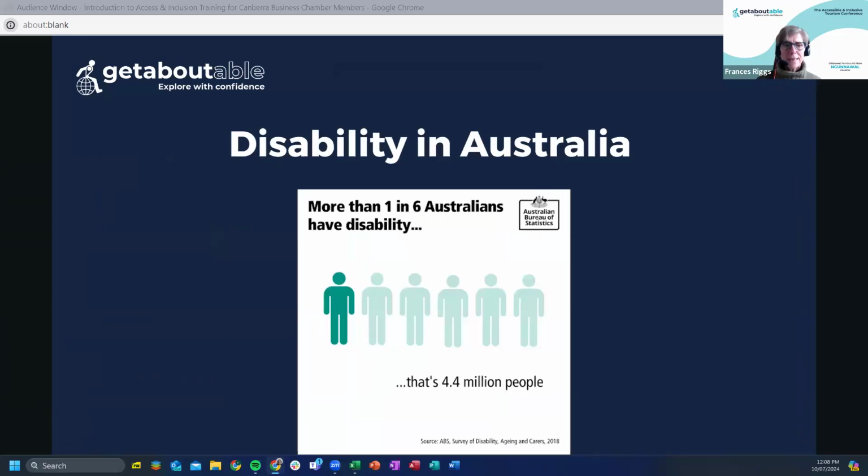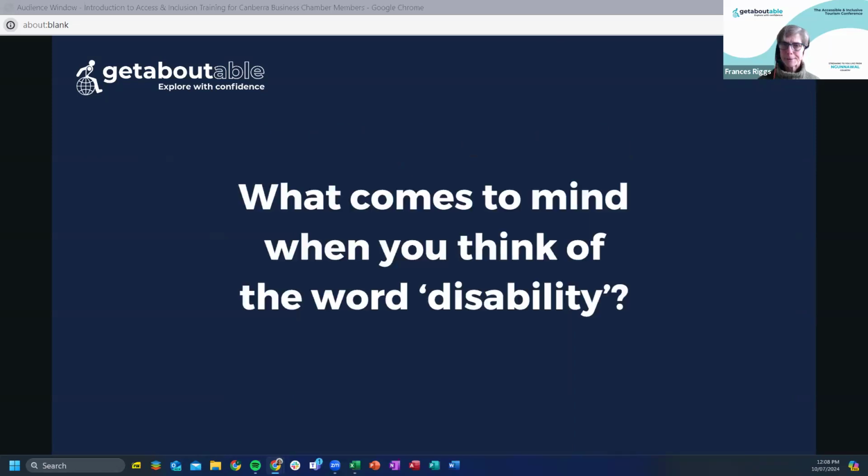So in Australia, more than 1 in 6 Australians have a disability. That's 4.4 million people. What does everyone think about that? Is that a surprise? Maybe it's what people expect.